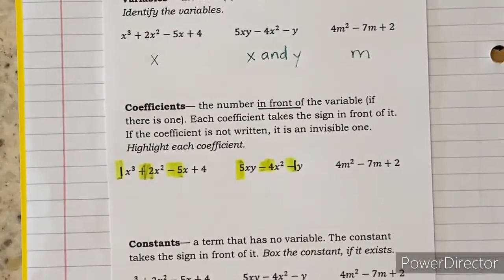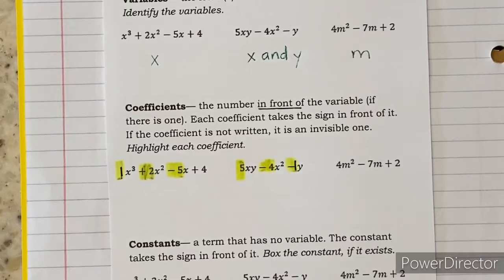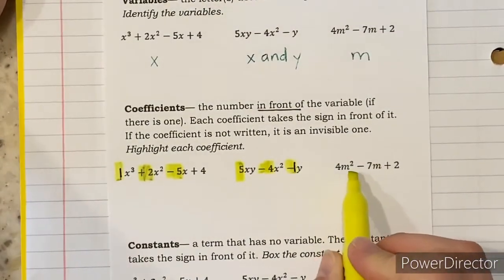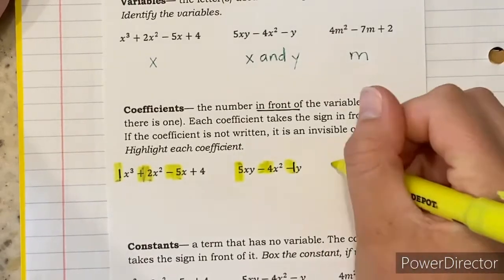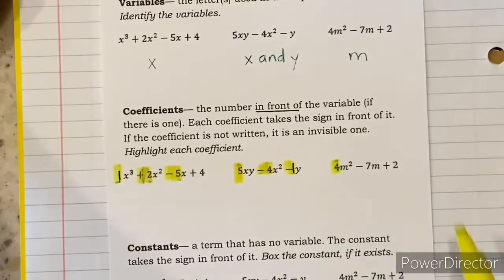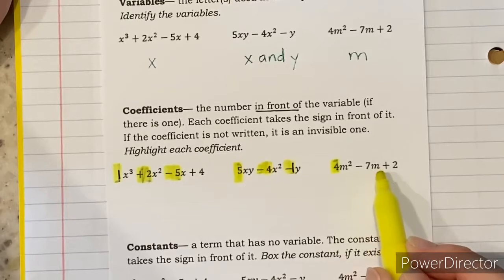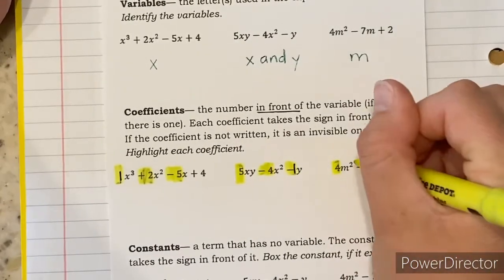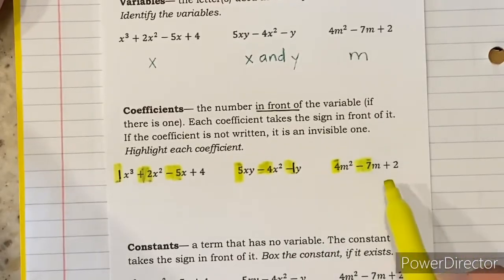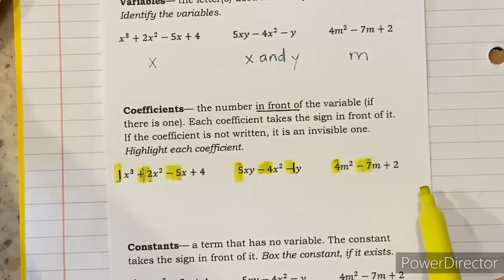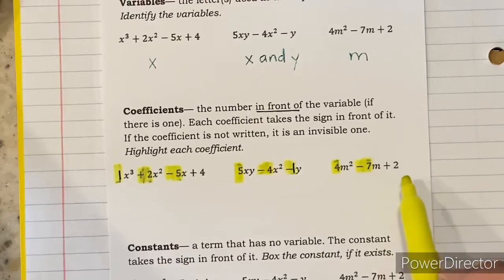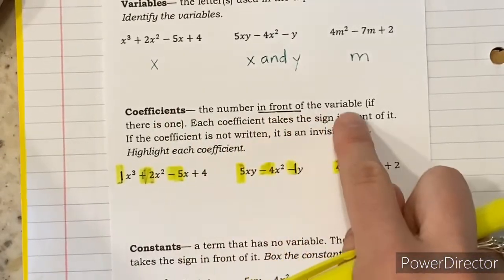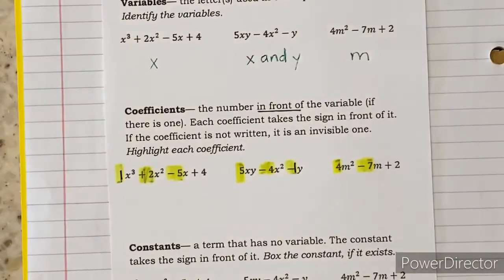And so the third one, you should hopefully be able to identify what the coefficients are now. Let's see. So we have 4m squared minus 7m plus 2. So 4m squared, m squared, there's a 4 in front of it. That's a positive 4, by the way. Minus 7m, there's a variable m, so we have to highlight this minus 7. And then we have plus 2. I do not need to highlight anything on that one because there is no variable. And a coefficient is a number in front of the variable. So if there is no variable, again, there is no coefficient. So there's coefficients. They're just the number in front of the variable.